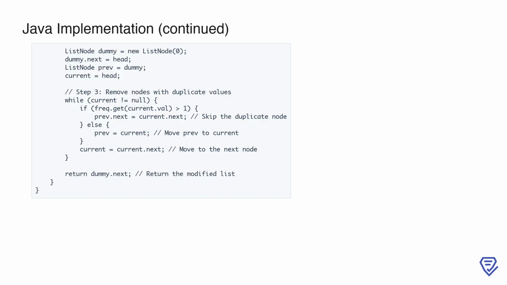We then use two pointers, previous and current, to traverse the list. The while loop iterates through each node, and for nodes with values that appear more than once in the frequency map, we skip them by adjusting the next pointer of the previous node to bypass the current node. If the value is unique, we simply move the previous pointer forward to the current node. Regardless of whether the node is skipped or retained, the current pointer is moved to the next node in the list. Finally, after processing all nodes, we return dummy.next, which points to the head of the modified list with duplicates removed.